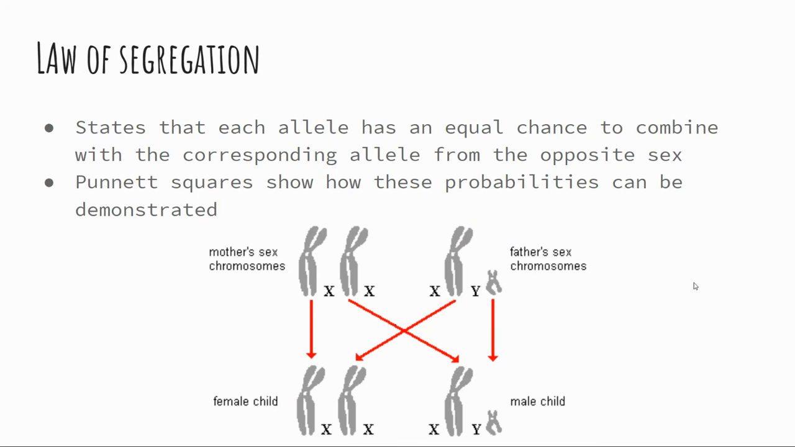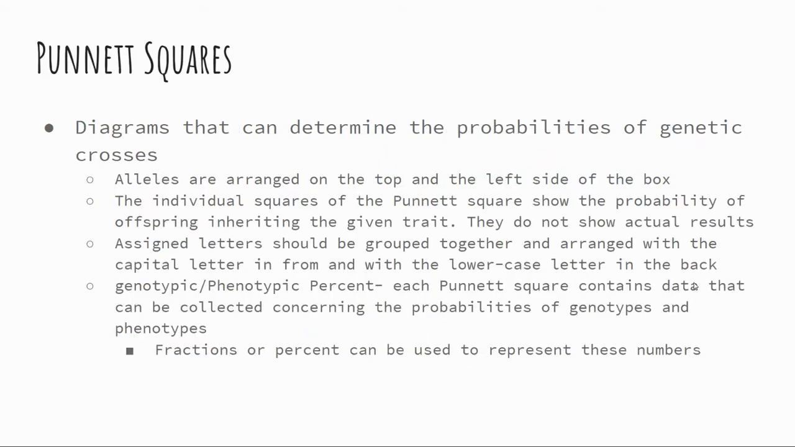Law of segregation: this states that each allele has an equal chance to combine with the corresponding allele from the opposite sex. Punnett squares show how these probabilities can be demonstrated. Punnett squares are diagrams that can determine the probability of genetic crosses.